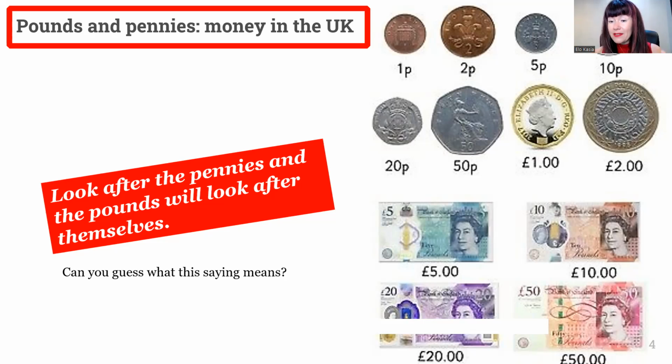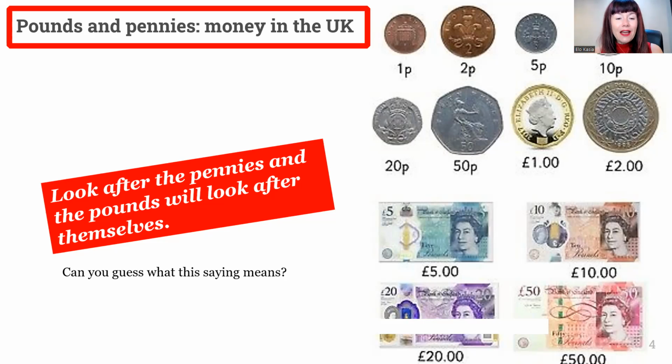So 1p, 2p, 5 pence, 10 pence, 20p, 50p, 1 pound, 2 pounds. Then we have 5 pounds, 10 pounds, 20 pounds, 50 pounds, or you say a £5 note, £10 note, £20 note, £50 note. That's how we say it in English.